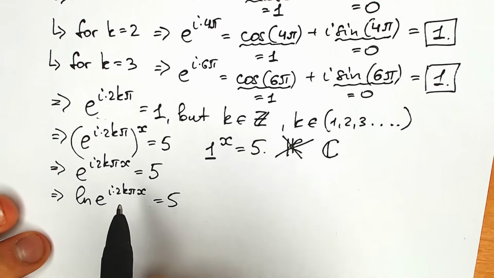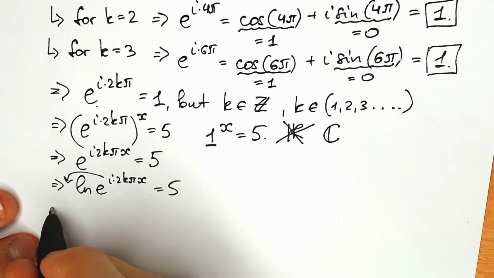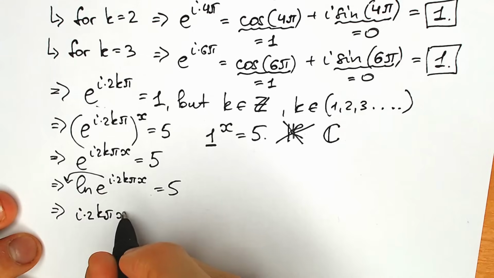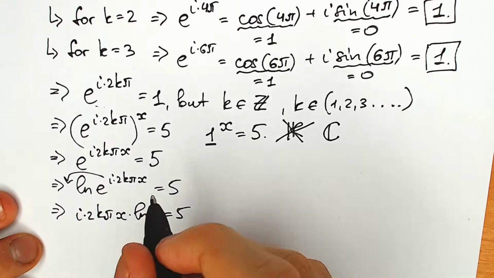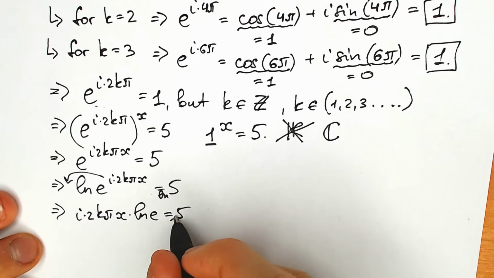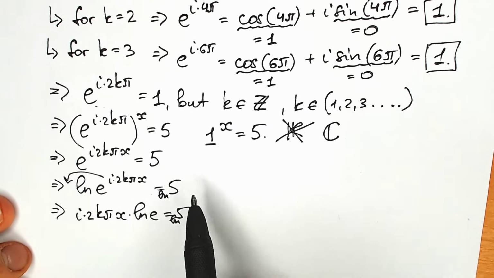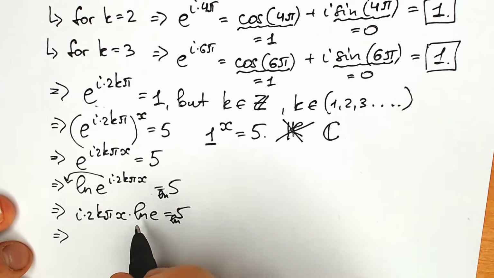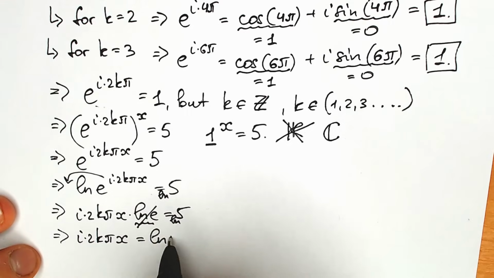And in terms of the natural log property, this power, this huge power, will come down right here. So as a result, we will get i times 2kπ x times natural log e equal to 5. And of course, right here, natural log 5, don't forget about this right side, because I apply on the left side, we need to apply on the right side as well. And as a result, natural log e equal to 1, so we have i times 2kπ x equal to natural log 5.